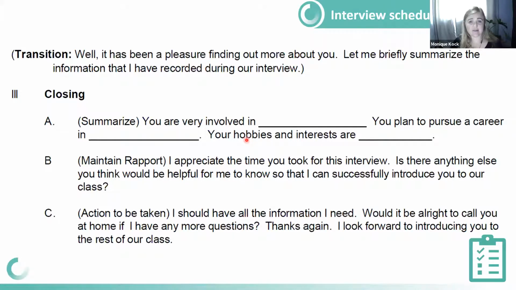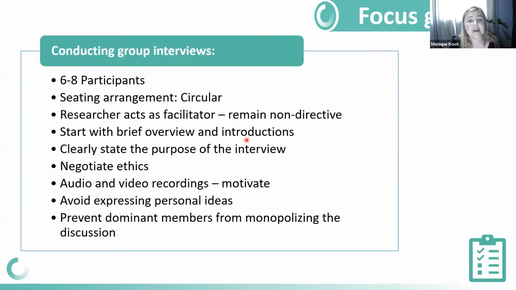Summarize what you have identified, your main aim, thank your participant, and then also note what action is going to be taken. Are you going to use this information in the article? If the participant has any more questions, for example. And that is how you would create an interview schedule.